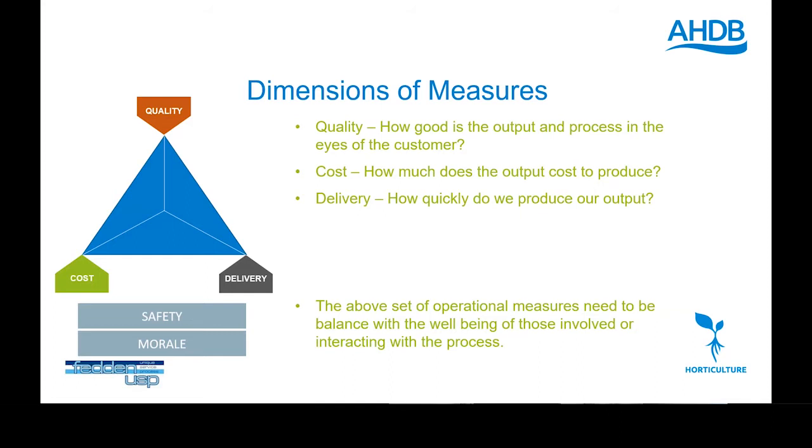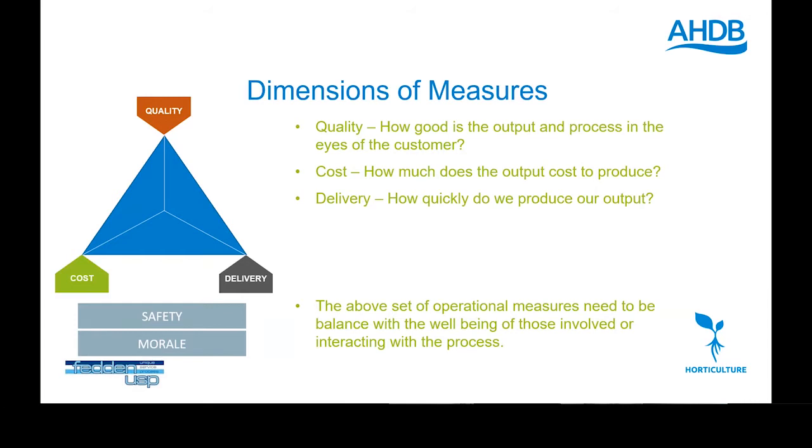Quality is about how good is the output and the process in the eyes of the customer. So are we delivering to the customer's expectation in terms of the quality of the products? So I know we talk a lot about this within this sector about the quality of the thing we produce. So while we're measuring that, can we understand what is the quality of what we're producing? The cost is how much does the output cost to produce.